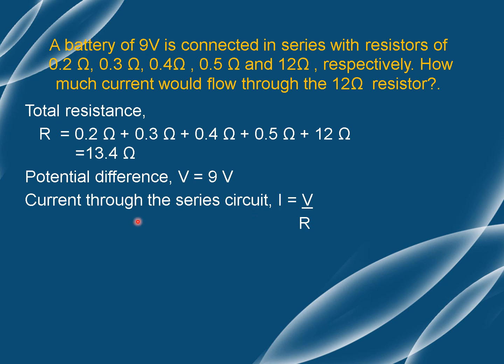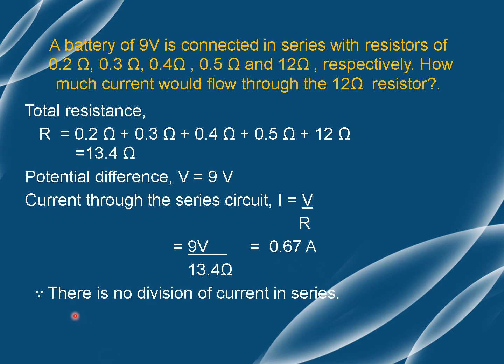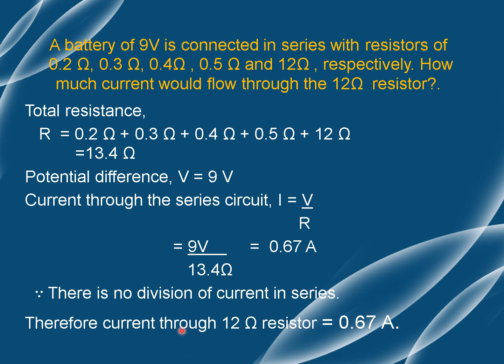We know that current, that is I, is equal to V by R. Substituting the value, we have 9 volt by 13.4 ohm. So by dividing 9 by 13.4, we have the answer as 0.67 ampere. Since there is no division of current in series, the current through the 12 ohm resistor is also equal to 0.67 ampere.